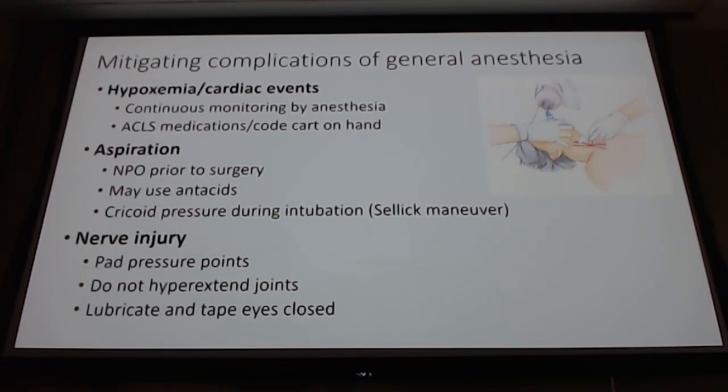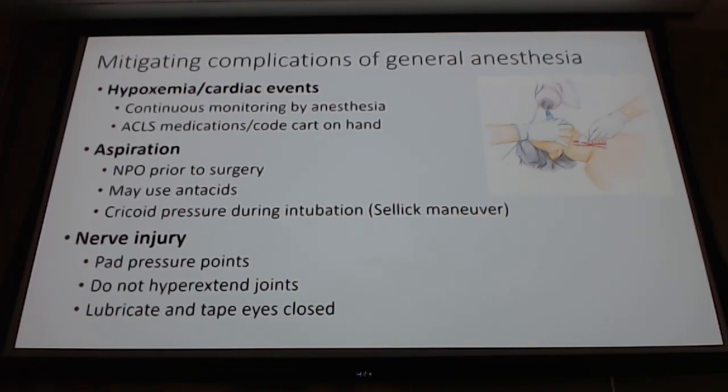All right, mitigating complications of general anesthesia. If they become hypoxic or they have a cardiac event, obviously they're already under general anesthesia, so they are continuously monitored by the anesthesiologist. Okay, we start with ACLS medications and a crash cart. If they aspirate, okay, this is why we're trying to prevent aspiration. That's why we make them NPO prior to a procedure or surgery. We may use antacids or PPIs, H2 blockers if we need to. It really just depends on what surgery we're going to be doing.